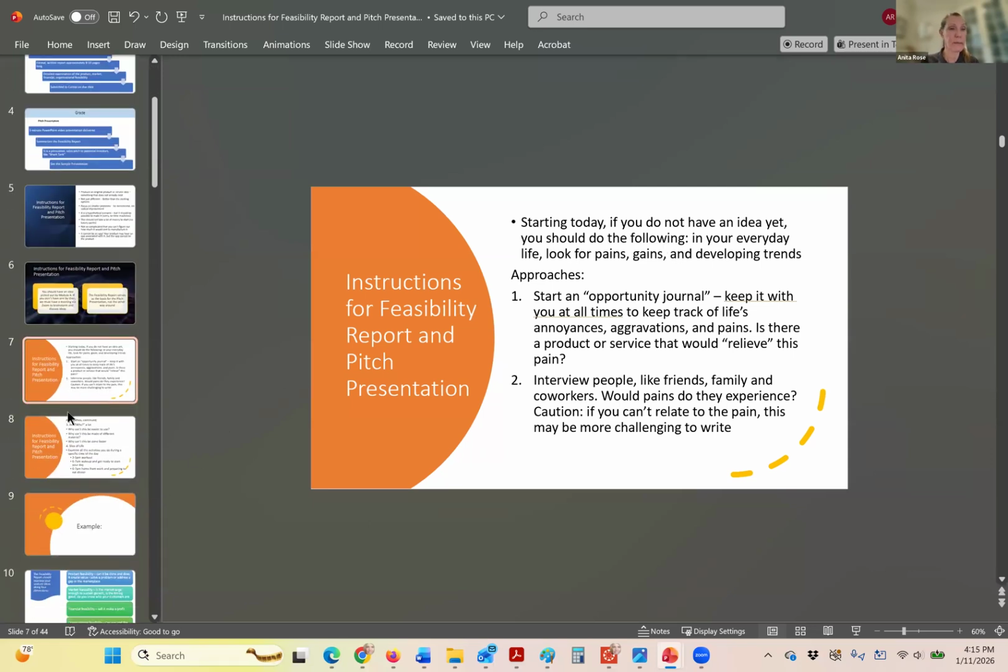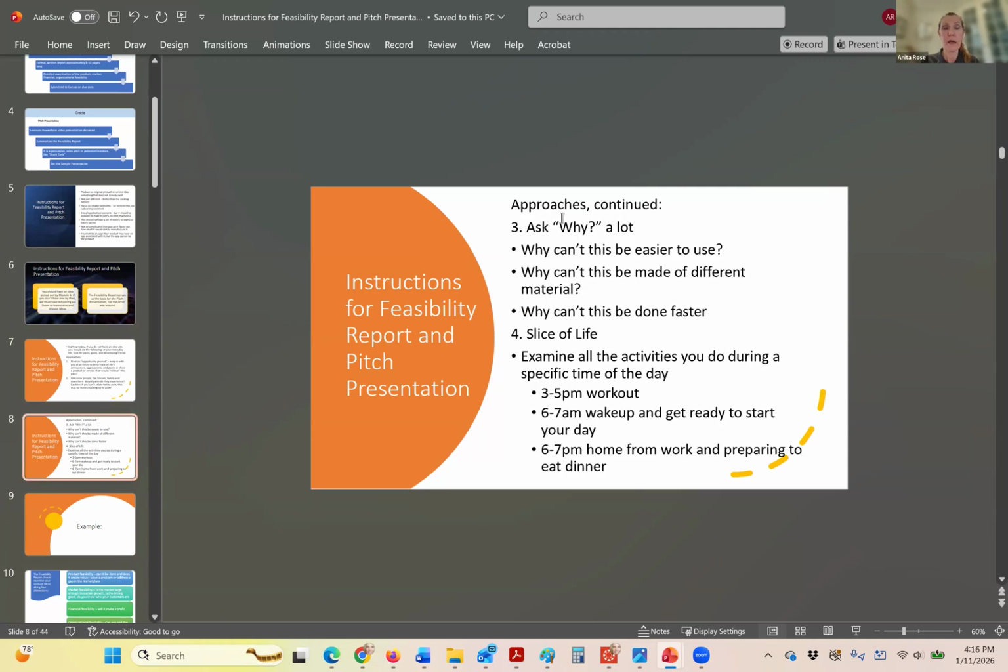All right, next item here is what we also want to do is think about our approach to coming up with some ideas, which is asking why a lot. Like why this, why that? How can it be made a little bit differently? What can we use? Maybe use some different material.